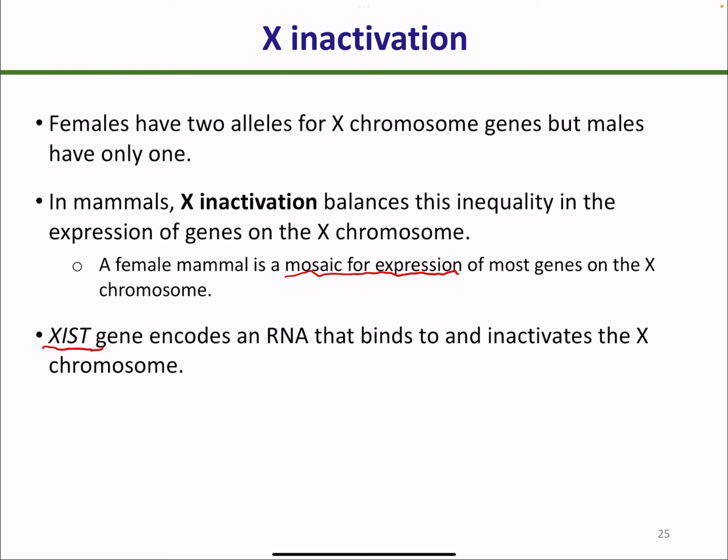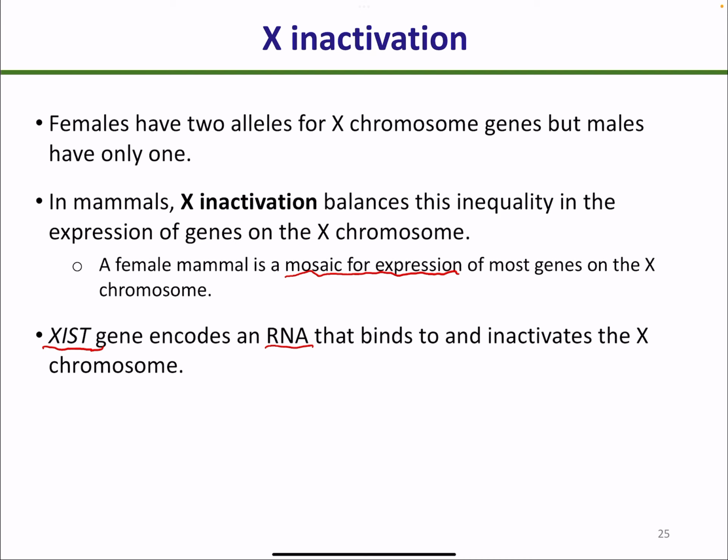That RNA binds to an X chromosome and causes inactivation of that X chromosome. That is the reason why, in spite of the fact that a female is XX, one of the chromosomes is going to shut off, while the other one is what the individual is going to rely on.